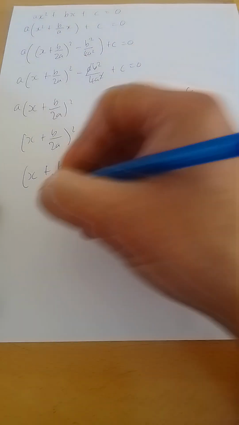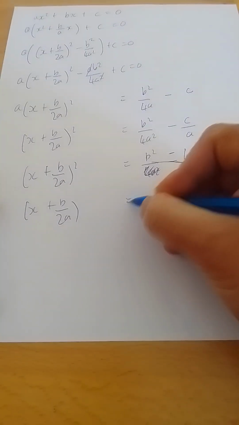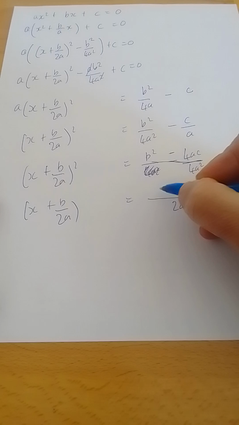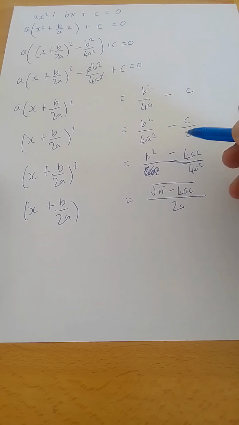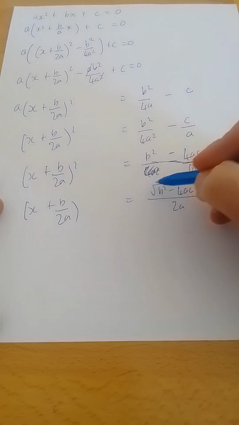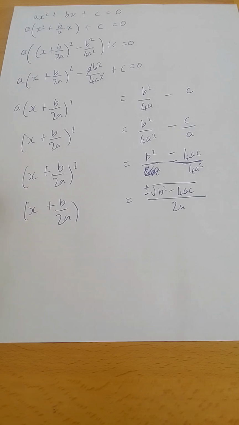Square root both sides, so x plus b over 2a. Now the square root of the bottom is quite simple, it's just 2a. The square root of the top, we'll have to put a square root sign around b squared minus 4ac. Now we also need to consider that we might have a positive or negative square root, so we can put plus or minus. The whole expression is plus or minus, but the simplest way to deal with that is to put it on the top, which will make the whole expression plus or minus.